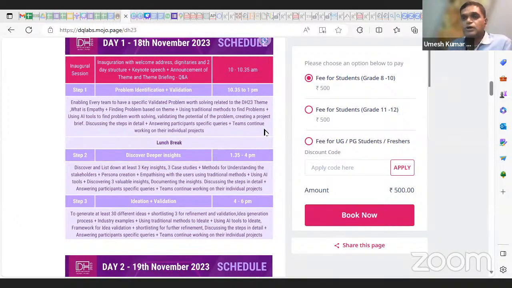Now IDEO had very pioneering designers like Tom Kelley and David Kelley. So what they did was they took a different approach.